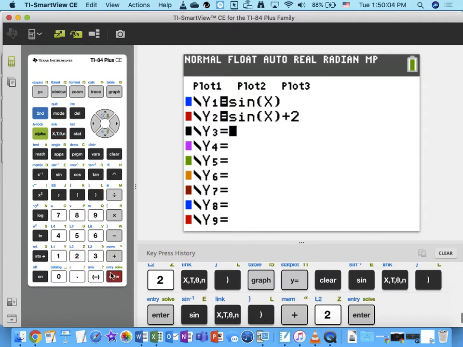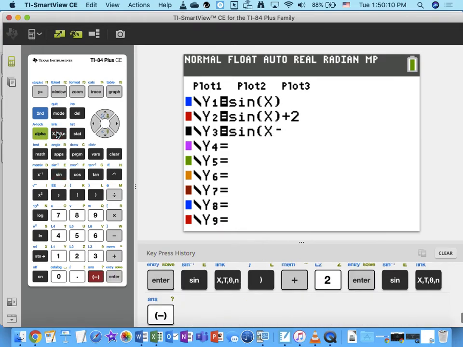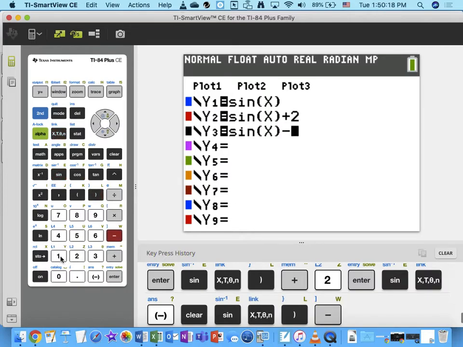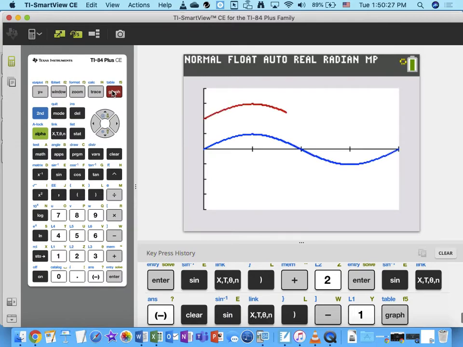And we got y equals sine x, and y equals sine x minus 1. Okay? And I'm going to graph these again. And surprise, surprise, that's exactly what happens. The graph moves up or down.